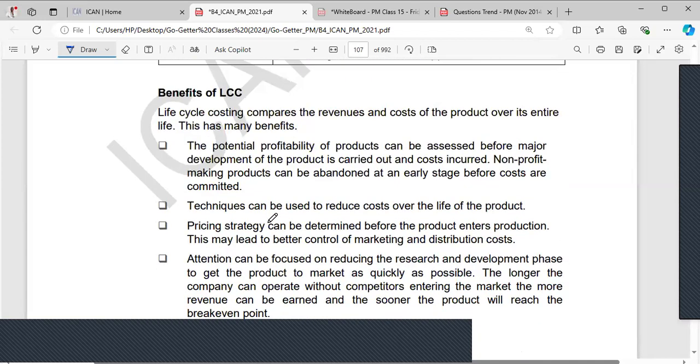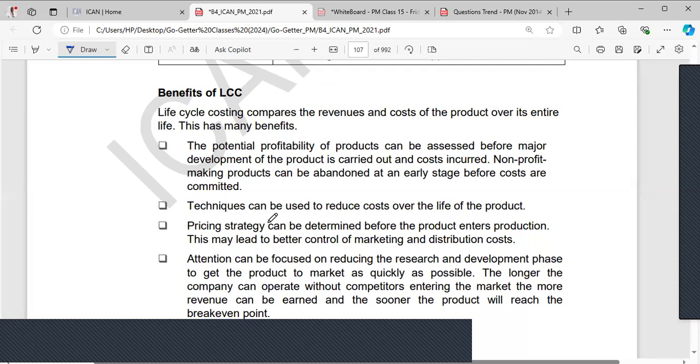What are the benefits of life cycle costing? Life cycle costing compares revenue and cost of the product over its entire life. And the benefits here include the potential profitability of products can be assessed before major development of the product is carried out and the cost incurred. So you assess, is this product going to be profitable before we even produce the product?